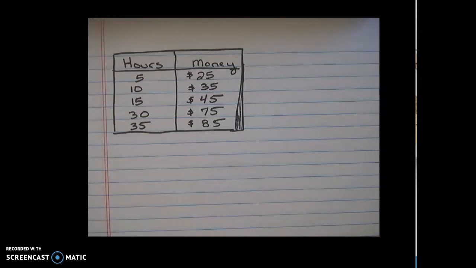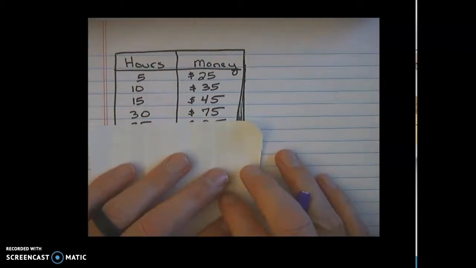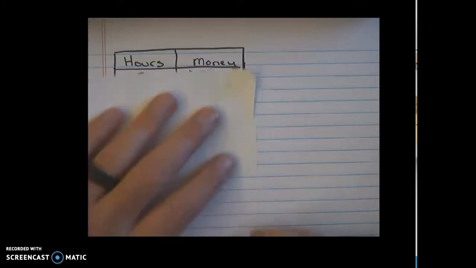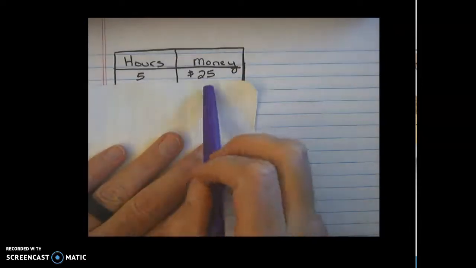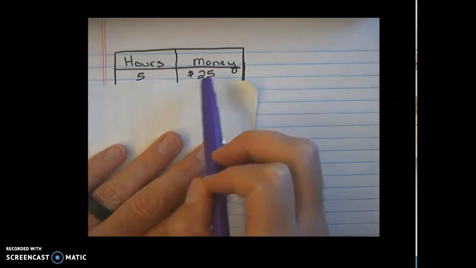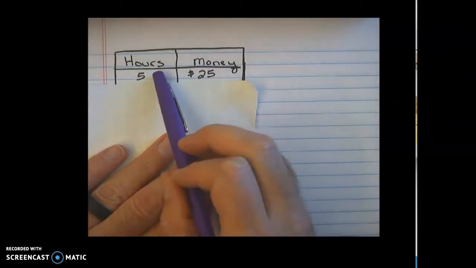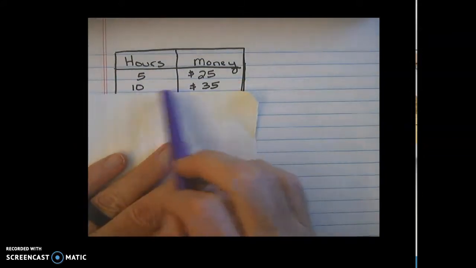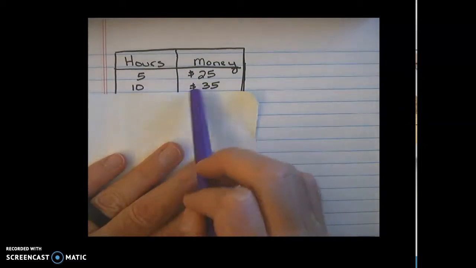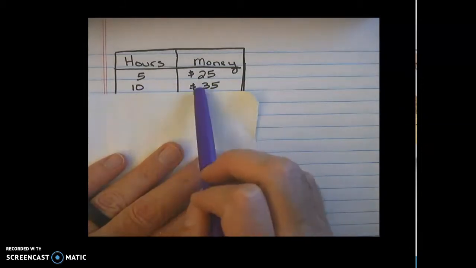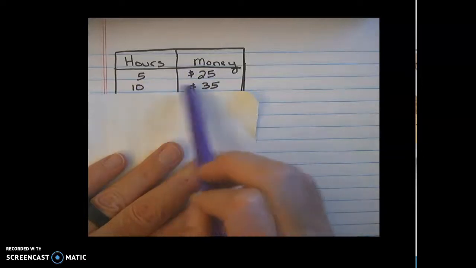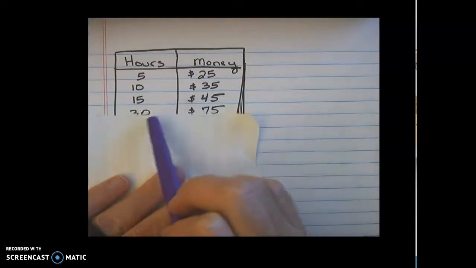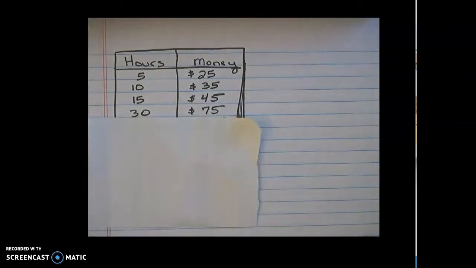Which seems like a fairly easy question to answer, but if you look a little bit closer, it's going to be hard to tell how much they make per hour just using the kind of strategies that we've done in the past. If I look at, well, here he worked 5 hours and made $25. Oh, that's easy. He made $5 an hour, 25 divided by 5. The problem is, if I go down to 10 hours, it doesn't look like he made $5 an hour anymore. Here it looks like he only made $3.50 an hour, because if he had $5 an hour, 10 hours times 5 would give me $50. And it looks like no matter what hours he worked, how much money he made changed.